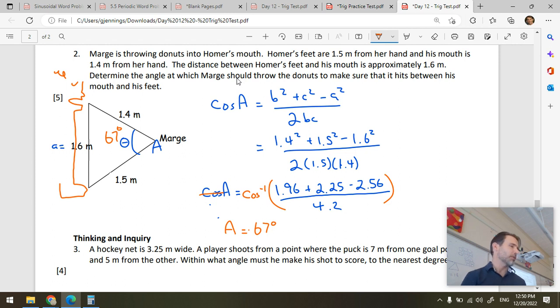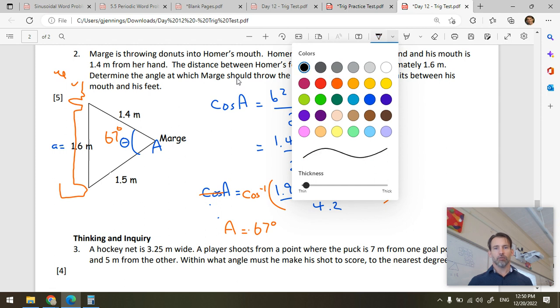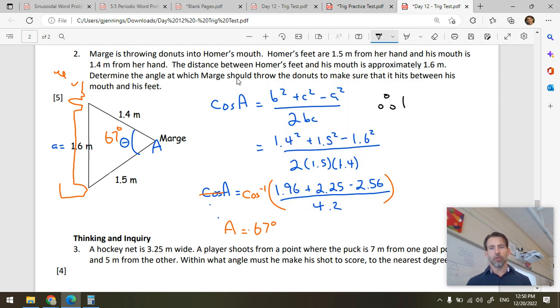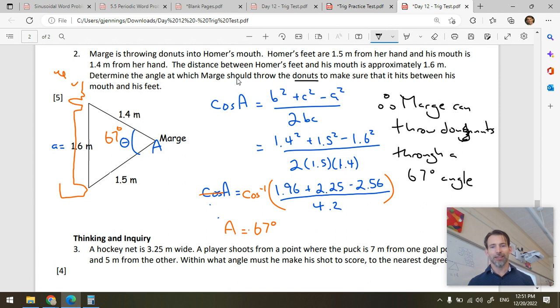How could she miss? She's got a big target. Homer's a stout fellow. So therefore, Marge can throw donuts. If you're ever wondering, you can get the spelling from the question: D-O-U, so we don't need the G-H, through a 67-degree angle. And I learned something.